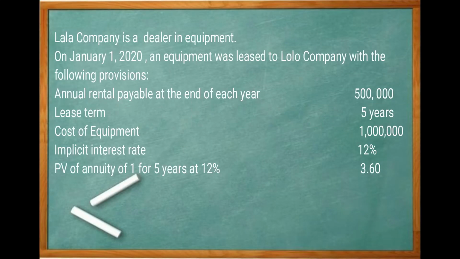Problem 1. Lala Company is a dealer in equipment. On January 1, 2020, an equipment was leased to Lolo Company with the following provisions. Annual rental payable at the end of each year, 500,000. Lease term, 5 years. Cost of equipment, 1 million. Implicit interest rate, 12%. And present value of annuity of 1 for 5 years at 12%, 3.60.